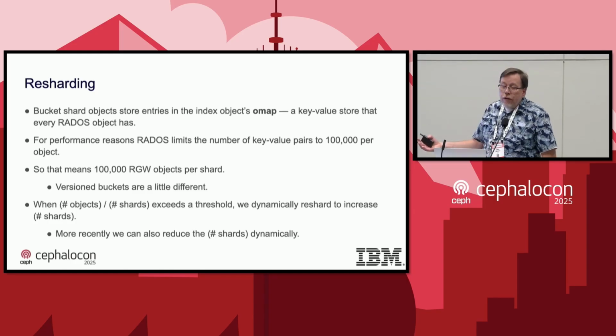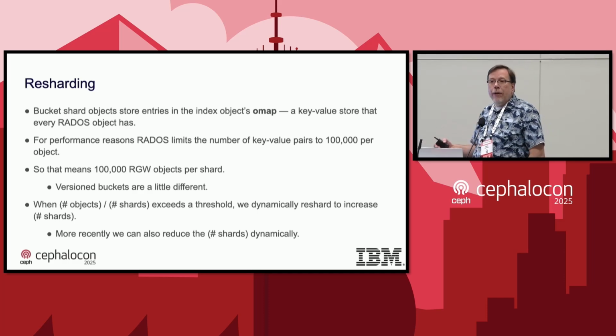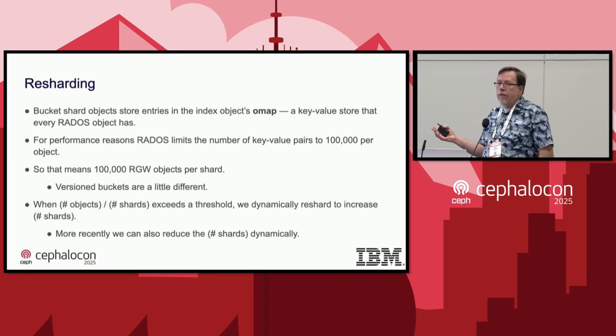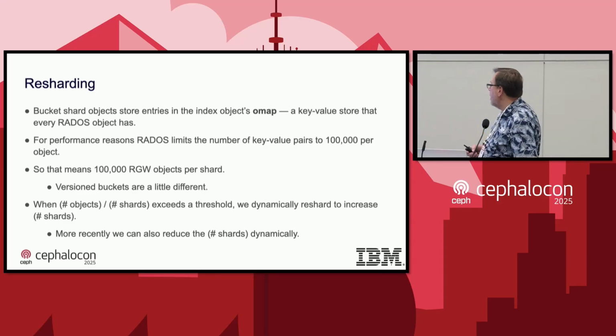Now, those of you who have used RGW are pretty familiar with the idea of resharding. There's a limit on how many entries we can put in each of the shards. It's about 100,000. And so when we need to have more entries than that, we need more shards, and we basically resplit things up into more shards through this resharding process.